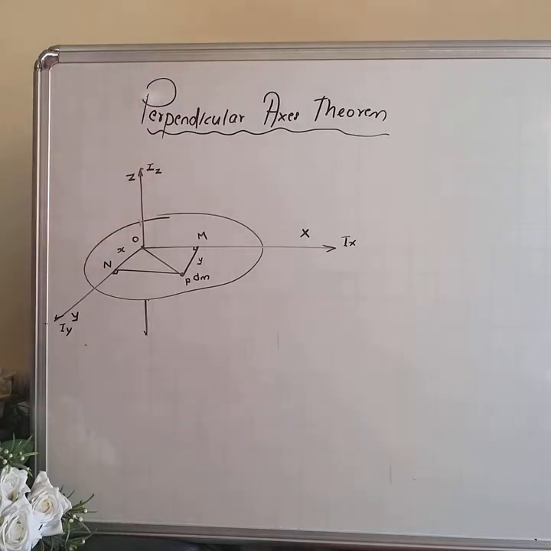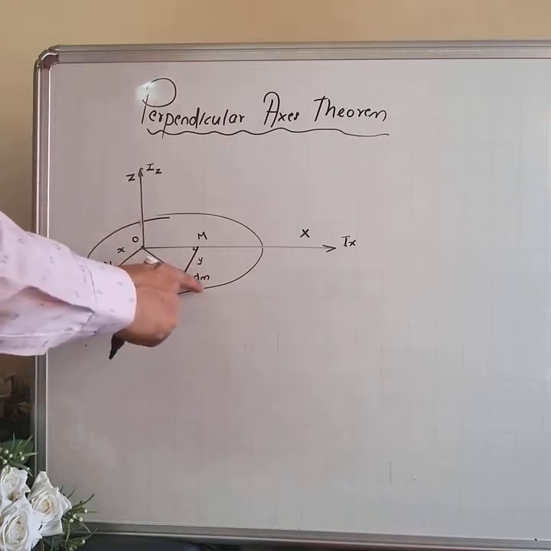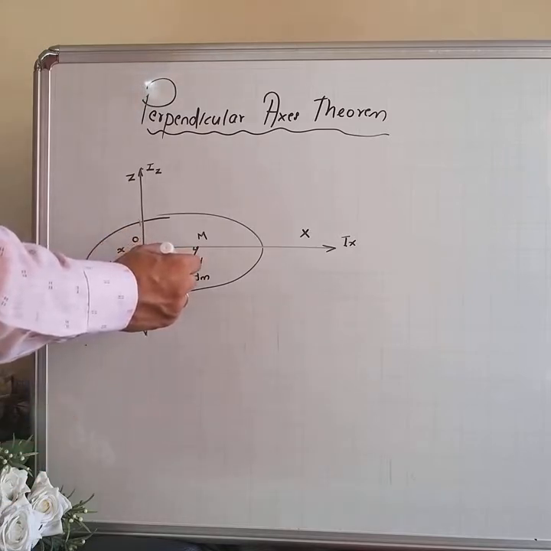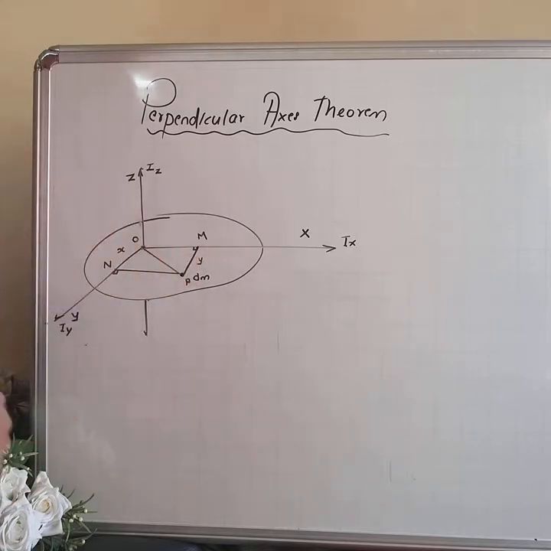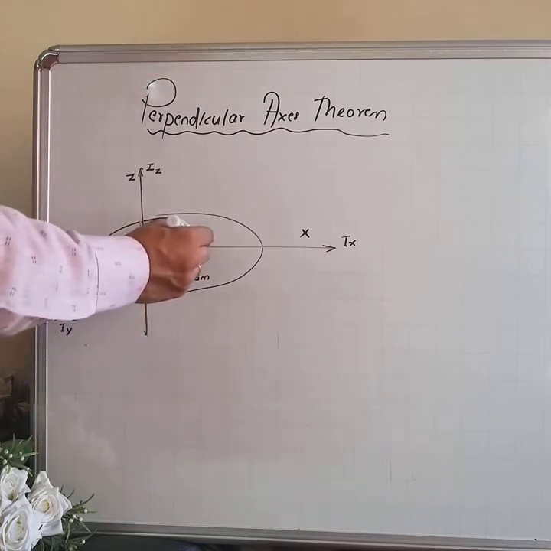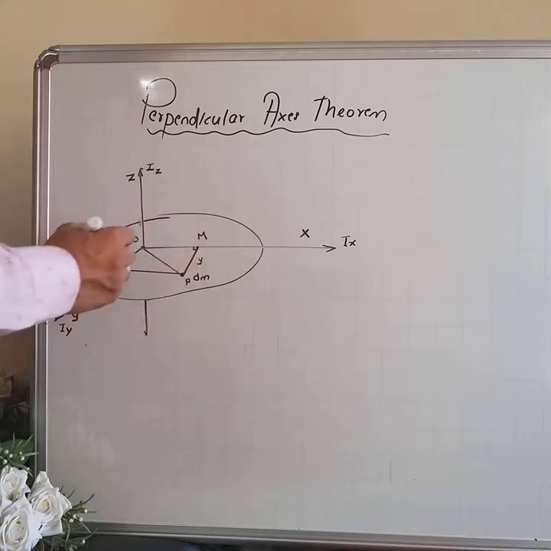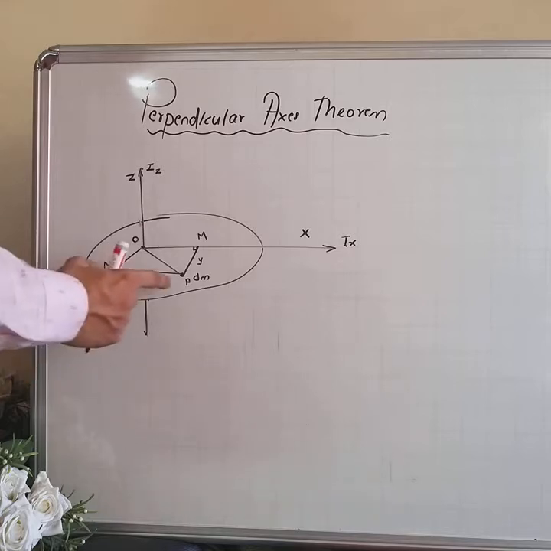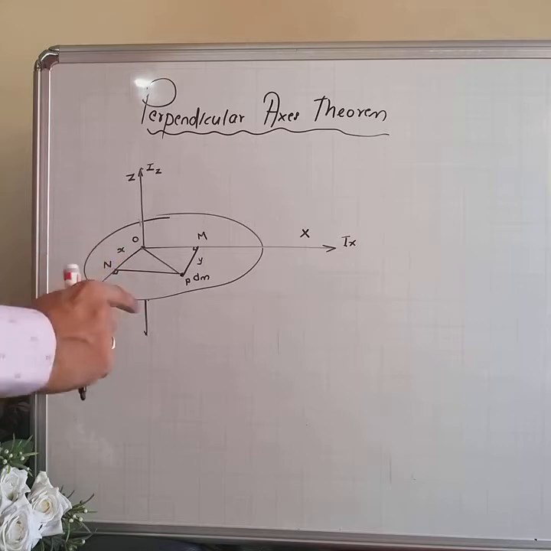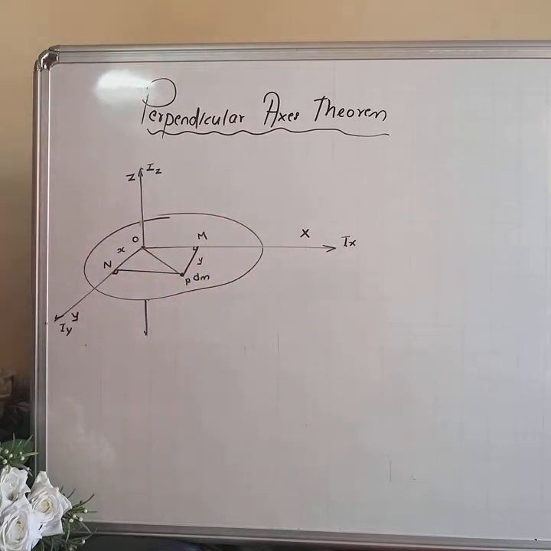Now what I have done here, I have taken a small element dm at point P, and from that point P I have drawn a straight line up to the intersection of all three axes, point O. Also I have dropped a perpendicular on the x axis, that is Pm, and a perpendicular to the y axis, that is Pn. Pn and Pm are the perpendiculars drawn from point P to the y axis and to the x axis.